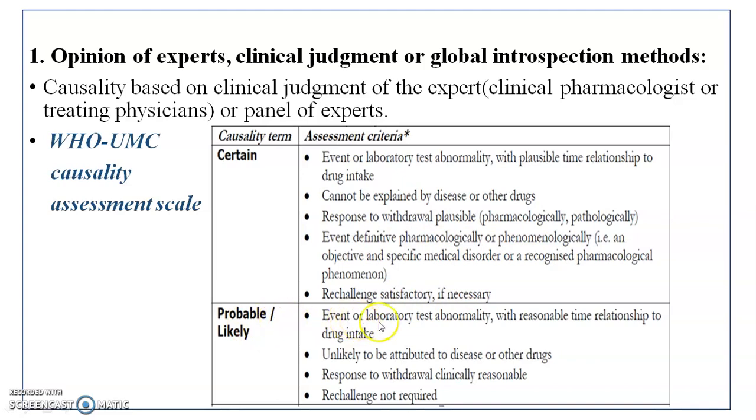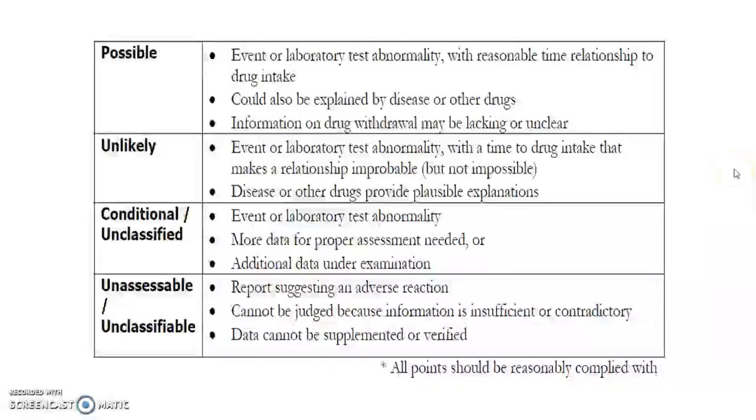It is also the same whether the event or laboratory test is normally seen or not, and whether rechallenge is not required in these cases. When we want to classify any particular adverse drug reaction as possible, one must understand whether the particular event or laboratory test abnormality is seen in the patient or not. If it is seen, whether there is a possible time relationship to the drug intake has to be understood, and whether it could be explained by any other drugs or disease. Information about drug withdrawal may sometimes be lacking, and that has to be checked.